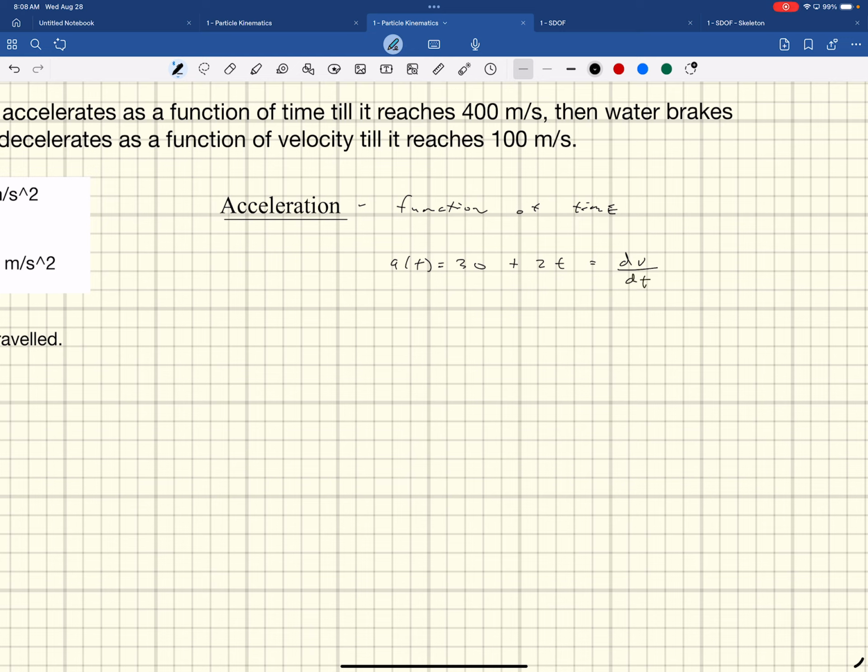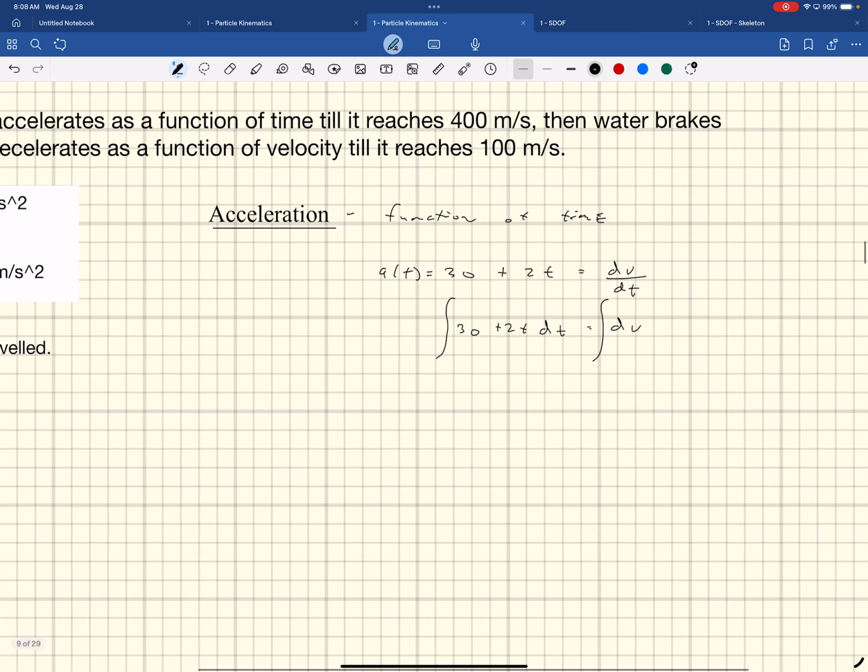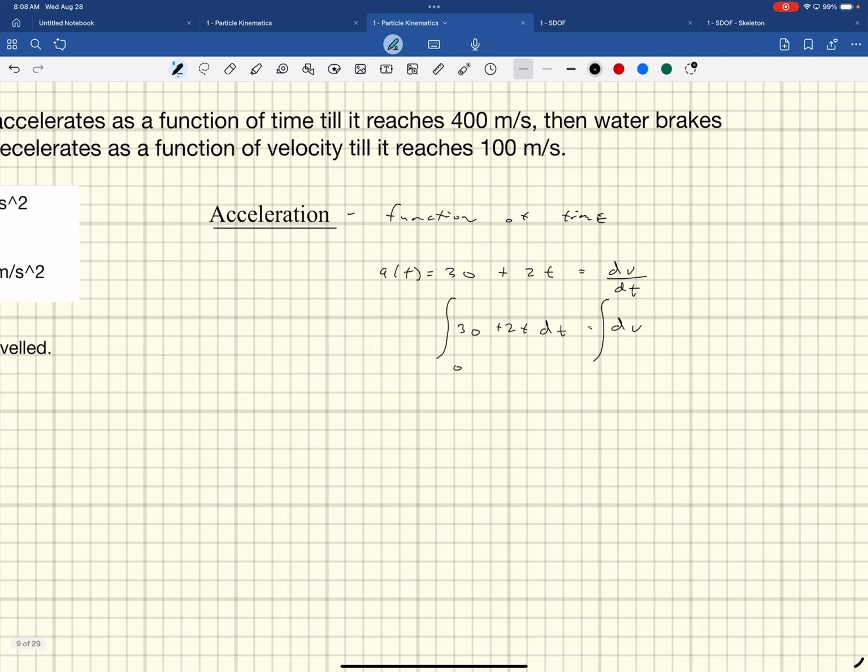For the sake of this, I'll go back to the derivation a little bit. They put all the t's on one side and the dv's on the other side. So this would be 30 plus 2t dt is equal to dv, right? And then we integrate, and we integrate. This one is going from 0 to t, and this one is going from 0 to v.